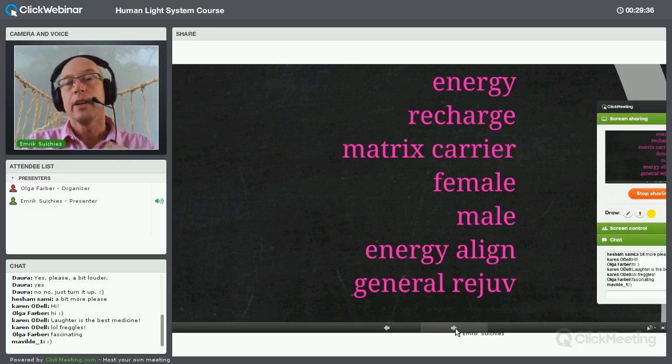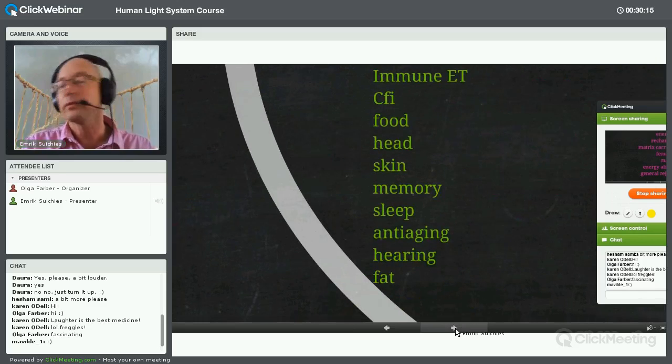Then you have matrix carrier, which is the frequency of the connective tissue. And you all know our connective tissue is like a nerve system. It's water. Connective tissue is nothing else than water containing information. And the frequency with that information is matrix carrier in the Mihealth. And then you have female and male. This is about the hormones. We have energy align to align your energy field. I will try to find some more examples later.